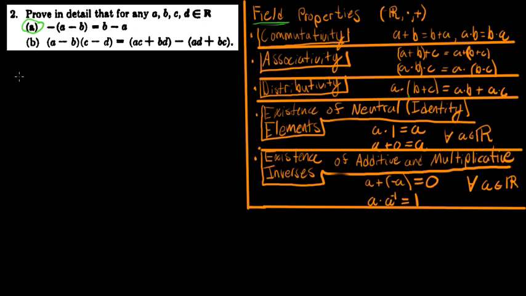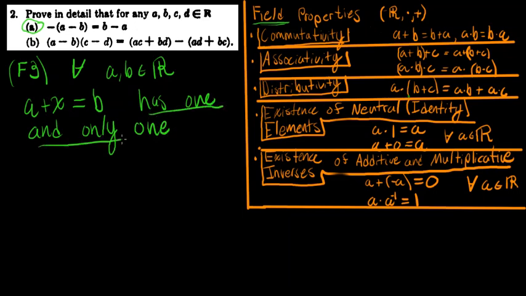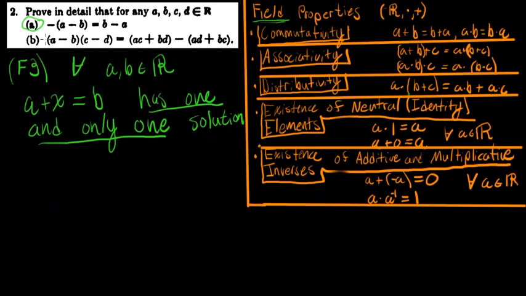And I'm going to do that by leveraging one of the properties listed in Intro to Analysis by Rosenlicht. That property is listed under F3, and it states the following: for any a and b in R, the equation a plus x is equal to b has one and only one solution. Now, let's try to see how we can use this to solve 2a.